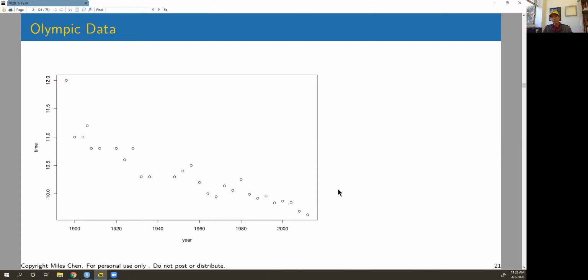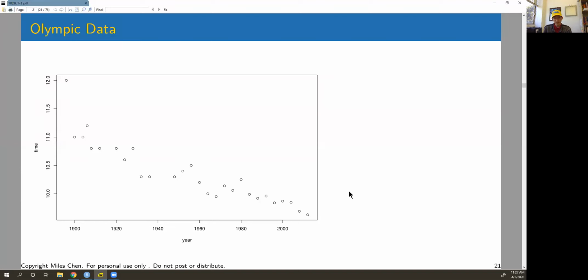So here is our Olympic data, and earlier I fit a straight line model, but maybe a quadratic model is a better fit. Maybe a higher order polynomial is a better fit. These are questions that we might have.